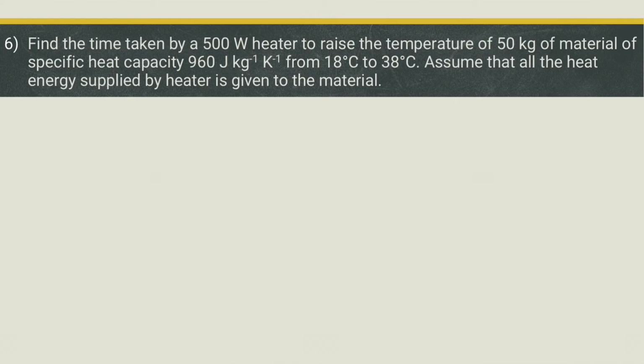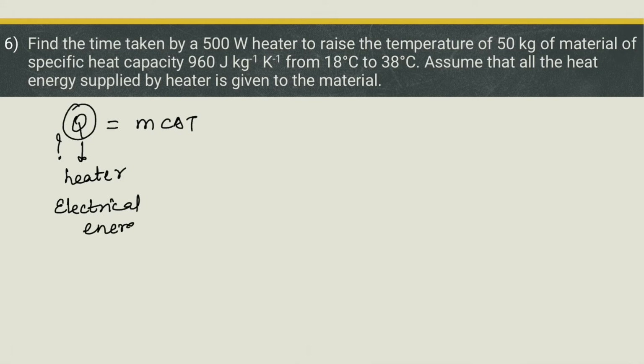Alright, so here heat energy required is mcΔT, but from where does this heat energy come? It comes from the electric heater. So we can say here that the electric heater converts electrical energy to heat energy. Electrical energy can be calculated using the formula power times time, Pt. And heat energy is mcΔT. So here Pt is equal to mcΔT.